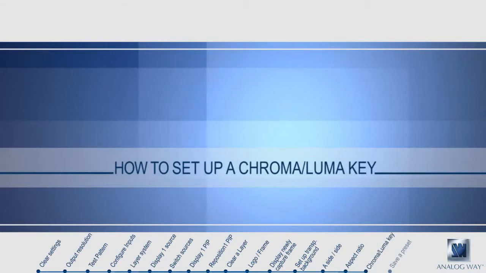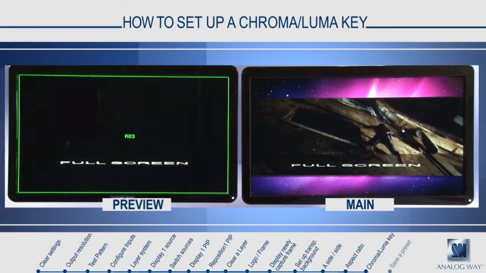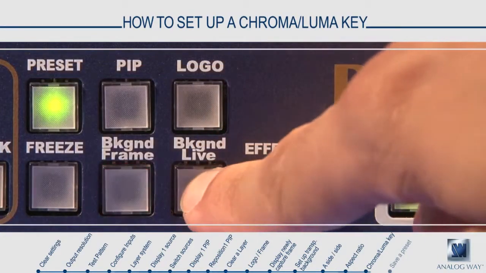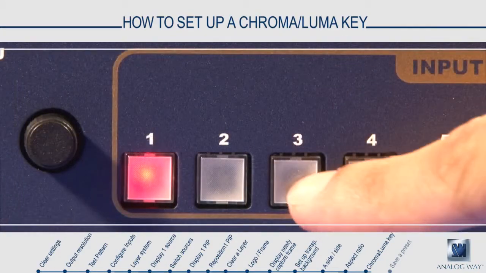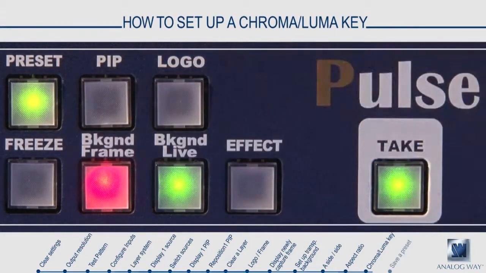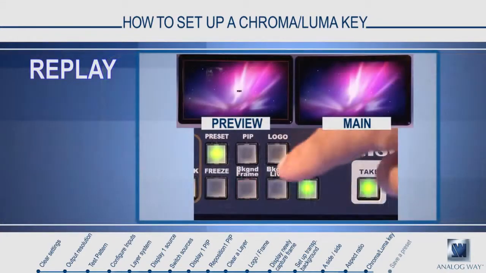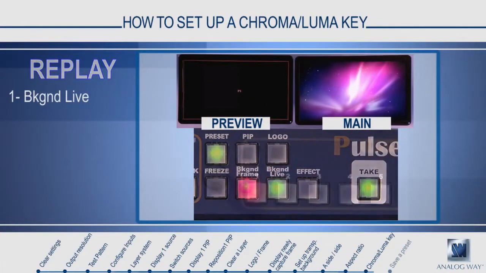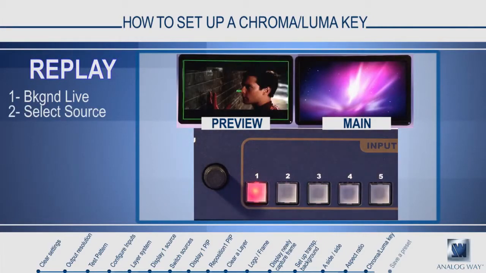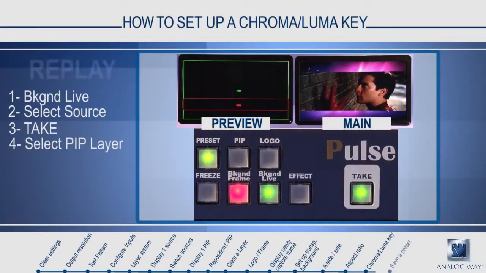How to set up a Chroma or Luma key. To set up a Chroma or Luma key, you will need to use two layers. The background live layer will contain the source underneath, and the PIP layer will contain the source above, usually your text. After configuring the Chroma and Luma key settings, you'll be able to select the PIP layer, revealing only your text. You can also resize and position the PIP layer so that it appears exactly how you need it.